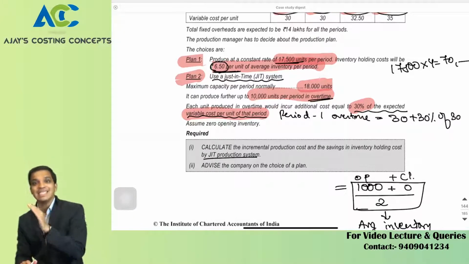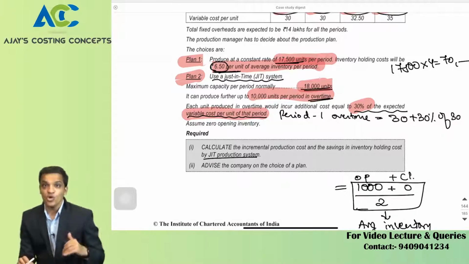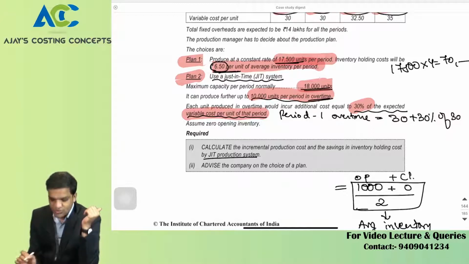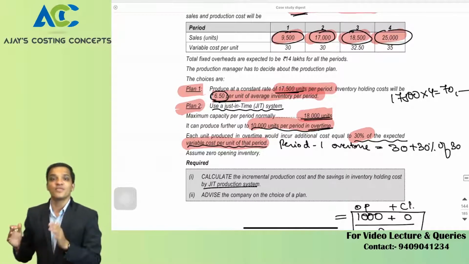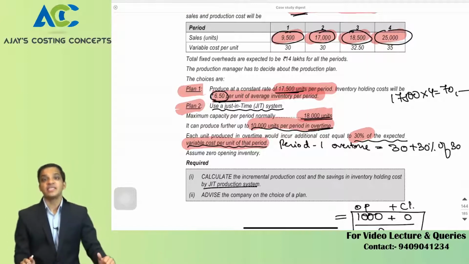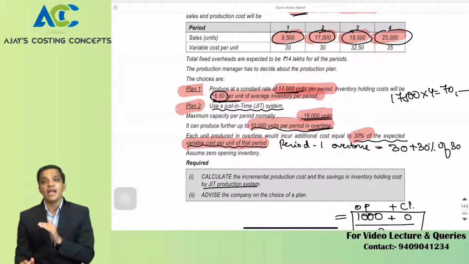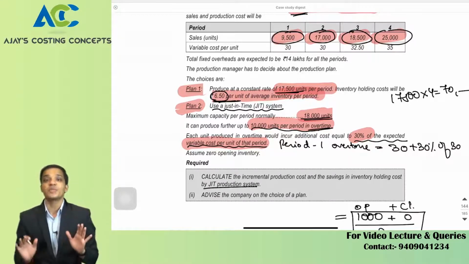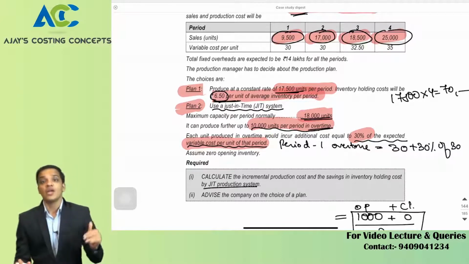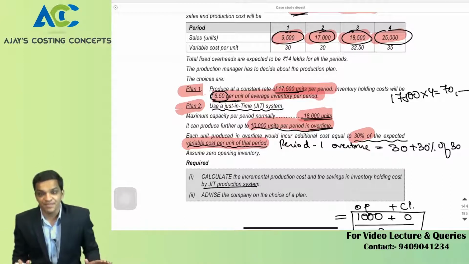But if I go for just in time, what does just in time say? The maximum capacity would be 18,000, and if you do overtime, you can do 10,000 for that period. Now understand, if my period 1 demand or sales is 9,500, the just-in-time concept says to produce as and when required. So in period 1, I will be producing only 9,500 units and selling 9,500 units, because my capacity is 18,000 units in normal time and 10,000 extra in overtime. So there won't be a question of carrying cost anyway.